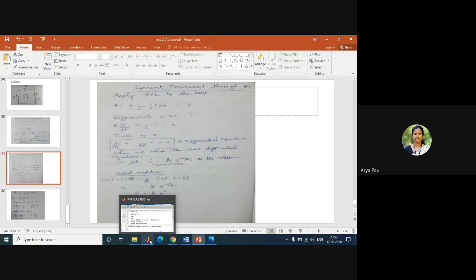So what is the I value? I is equal to k into e raised to minus t by RC, and k is V by R, so this is our final current. This is our solution: I is equal to V by R into e raised to minus t by RC. As time increases, the current will be decreasing. Now we will see in MATLAB. I hope this is clear.